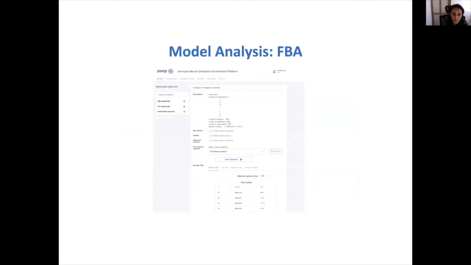In ANSEP, each model has 2 pages. One is used in the case that the user has expression data to attach to the model, another to manually set the boundaries of the reactions.